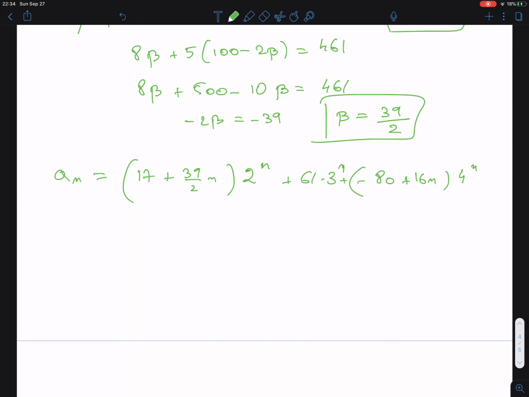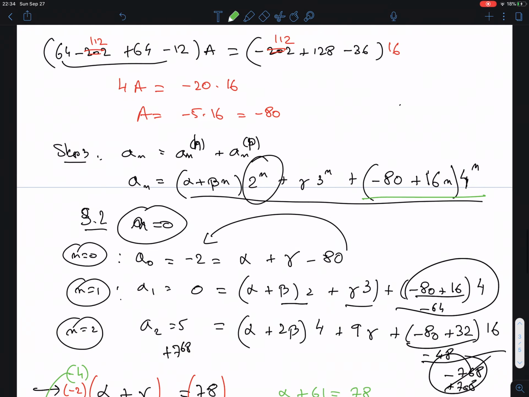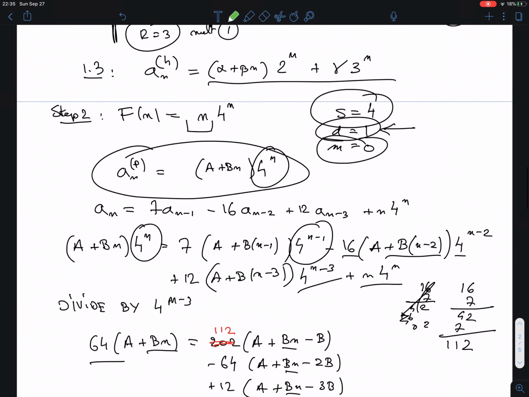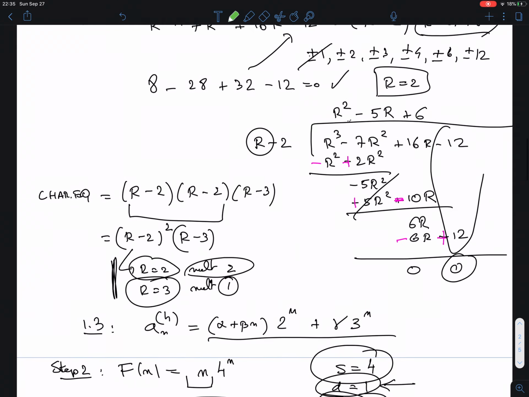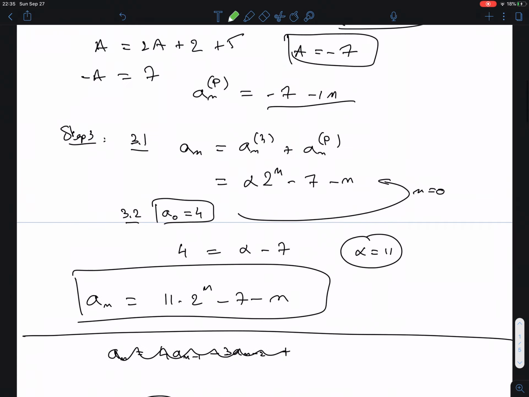Okay, you see, it's quite long, right? And that is not surprising because this is degree 3. So degree 3 means 3 unknowns in the homogeneous part. Also, this guy here, where am I?